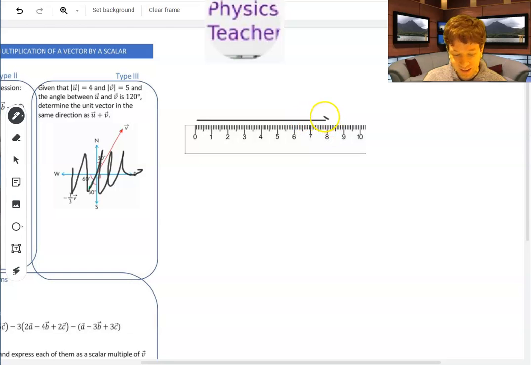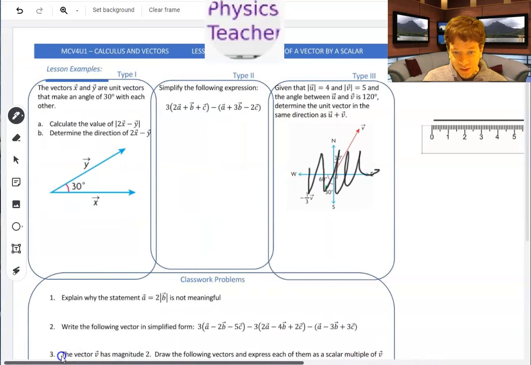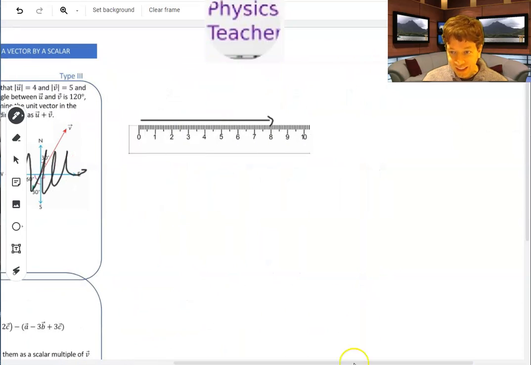So there's 2x. And if I want to subtract y, well, here's y, but I can think of negative y like this, just in the opposite direction, and I can add negative y. So let's add negative y. So we'll connect the tip of 2x to the tail of negative y.